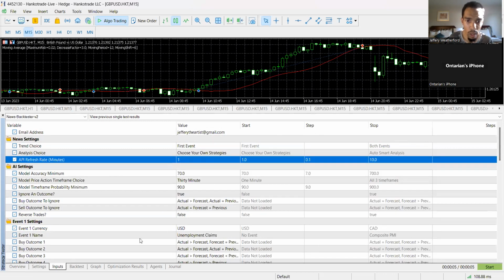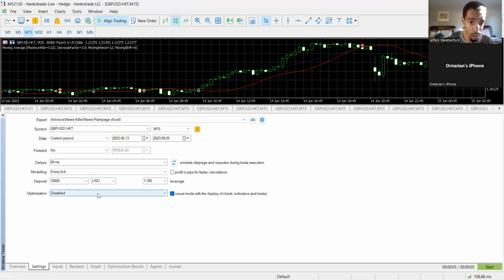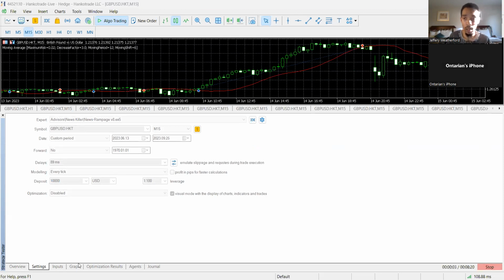Okay, cool. So we're going to run the test now. This should work. Visual mode. So what this does is basically back test in real time to show you what is going on the charts as these trades are actually running.